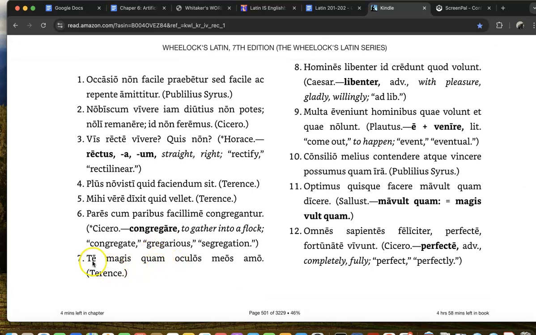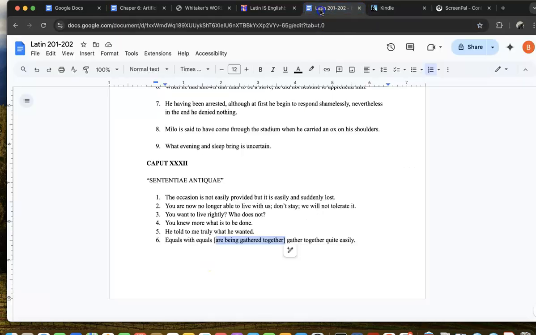Number 7, so literally, you more than eyes my I love. So, you more than eyes my I love. I love you more than my eyes. What does it even mean? Well, let's write it down first so we have that to consider.